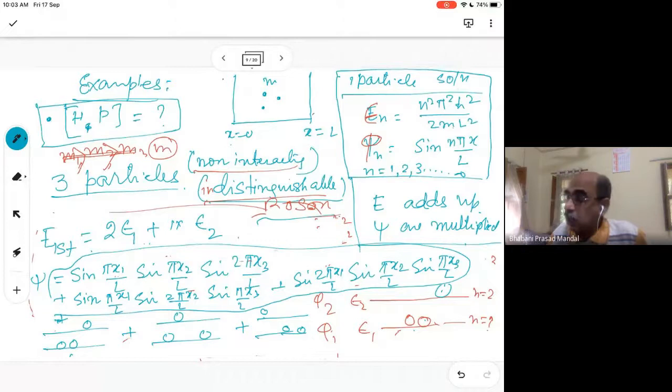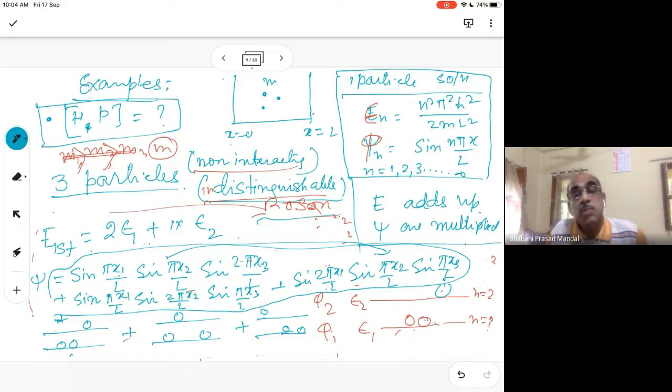Now you change. If I interchange 1 and 3, I'll get this wave function. This will change to this, and this will change to this. The total wave function will be symmetric. If I interchange 1 and 2, it is always symmetric. Earlier also it was symmetric, now also it will be symmetric. You can check that. So this is called symmetrization.